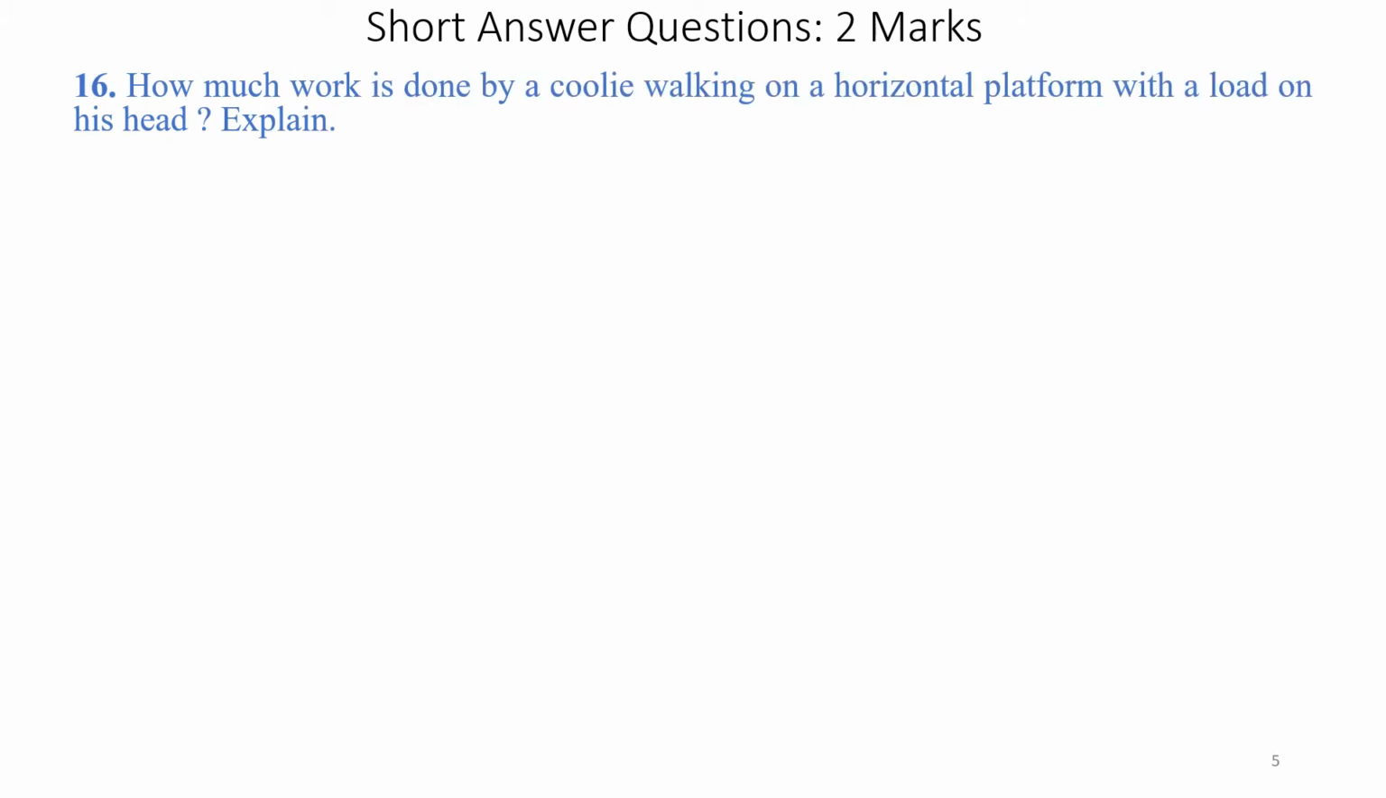Next we will take up short answer questions of 2 marks. Question number 16. How much is the work done by a coolie walking on a horizontal platform with a load on his head? Explain the phenomena.